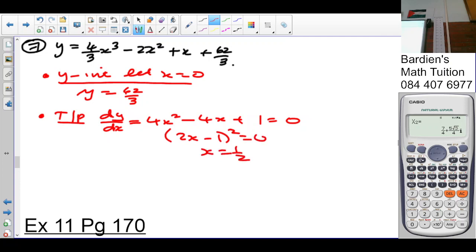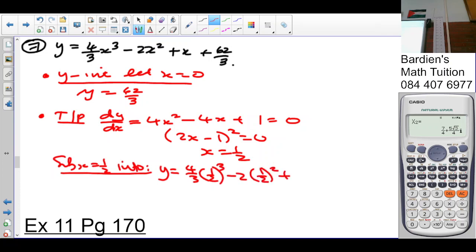Or if you had put that in the quadratic formula, since this is a quadratic equation, you'll get both the roots to be half. Why? Because under the root will be 0. Then what do I do with that? I put it into the original. So you'll substitute x is equal to half into the function. So y is equal to 4 over 3 into a half cubed minus 2 times a half squared plus a half plus 62 over 3.